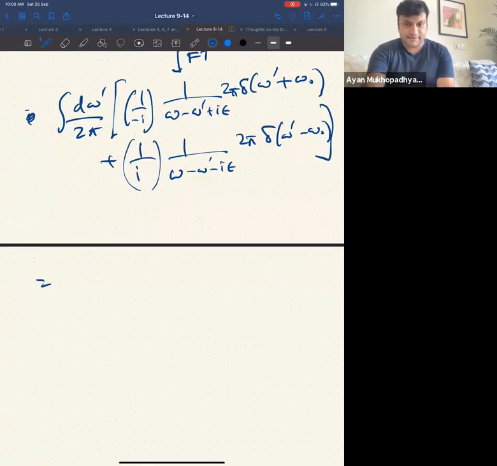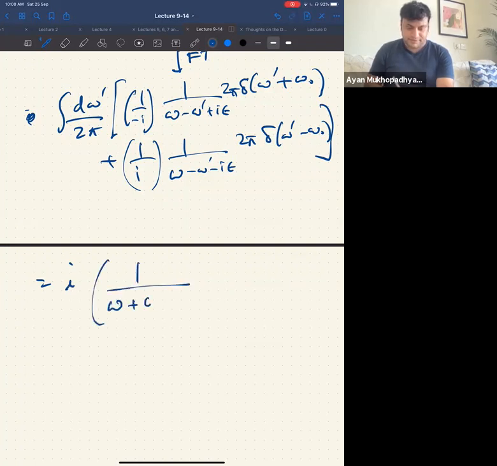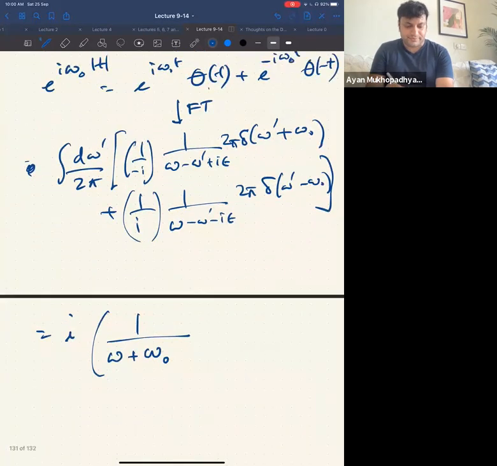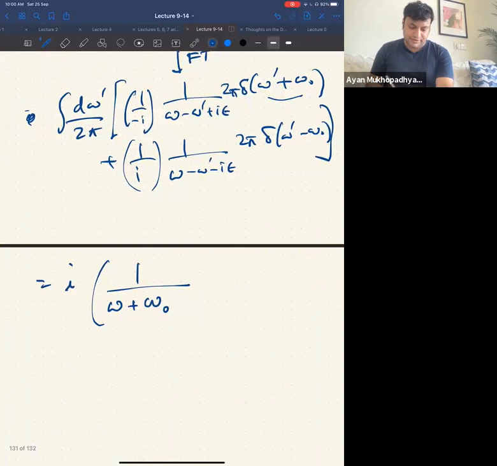well, it's easy. So 1 by minus i is simply i, and I get 1 by omega plus omega naught, because first I should simply put in omega prime is equal to minus omega naught here, right? I just put in omega prime is minus omega naught, and I get the first contribution, which is then omega plus omega naught. And these 2 pi's get cancelled out. So I get simply omega plus omega naught plus i epsilon from this term.